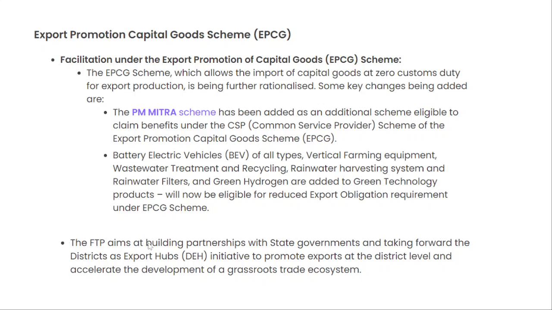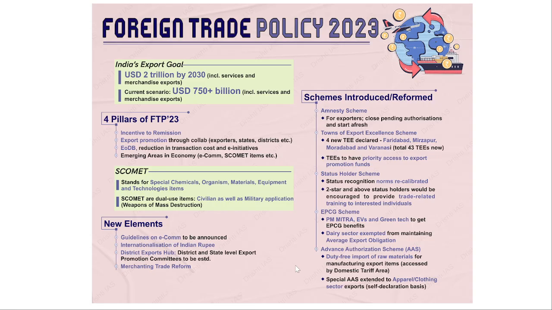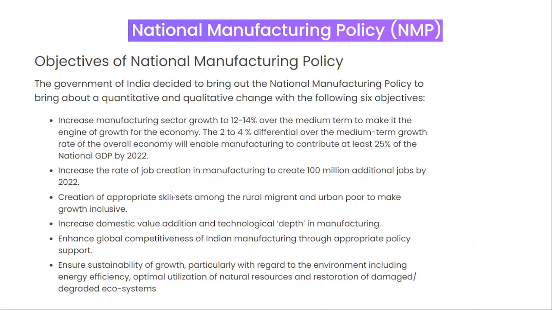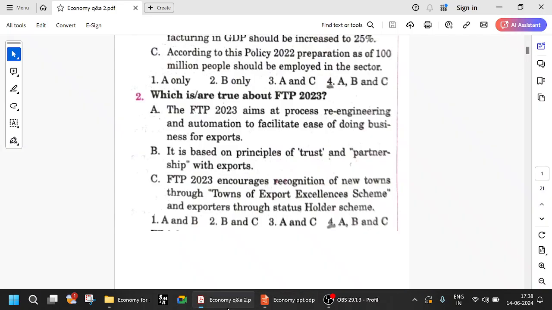Remember that. The FTP, foreign trade policy, also aims at building partnership with state governments, taking forward districts as export hubs. This is one initiative, so try to remember district as the export hub. Each district will have a specialty: one district, one product, which we have also seen. Development of grassroots trade ecosystem. So broadly, remember this: two trillion by 2030, and currently it is 750 plus billion. You have these four new towns of export excellence: Faridabad, Mirzapur, Moradabad, and Varanasi. And this comet also we've seen: special chemicals, organisms, materials, equipment, and technology items. Now let us look at the question. What is the question?